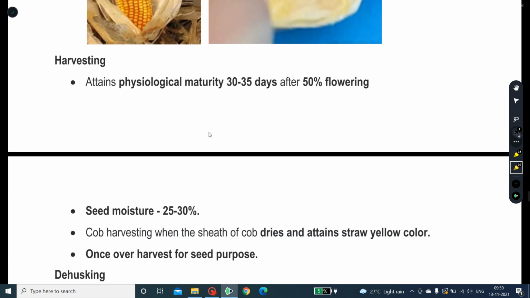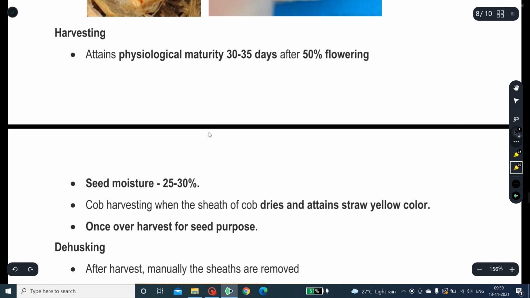The next one is harvesting. The crop attains physiological maturity 30 to 35 days after 50% flowering, and the seed moisture at this stage will be 25 to 30%. The crop is harvested as cob harvesting when the sheath of the cob dries and turns straw yellow in color.